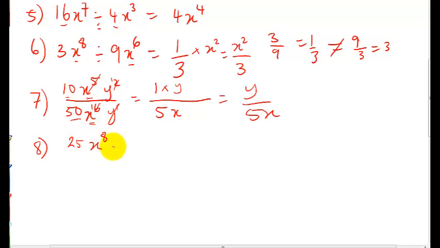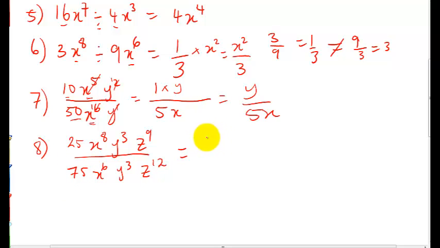25x^8 y^3 z^9 over 75x^6 y^3 z^12. Thank you. Alright, here we go. Numbers first. 25 over 75 is a third.